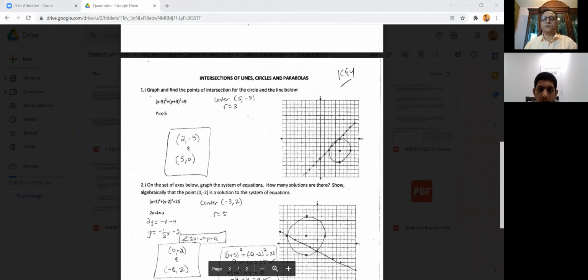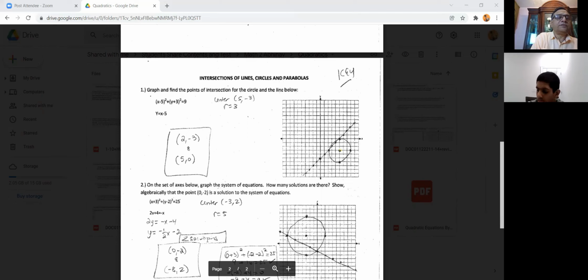So can you please read the question? Graph and find the points of intersection for the circle and the line below. Correct. So this is intersection of line, circle, and parabola. Very interesting. The line is already given to us, and on this you'll draw this graph. Graph is given to you with center at 5 and minus 3, as you have shown here, perfectly fine, and radius of 3, right?